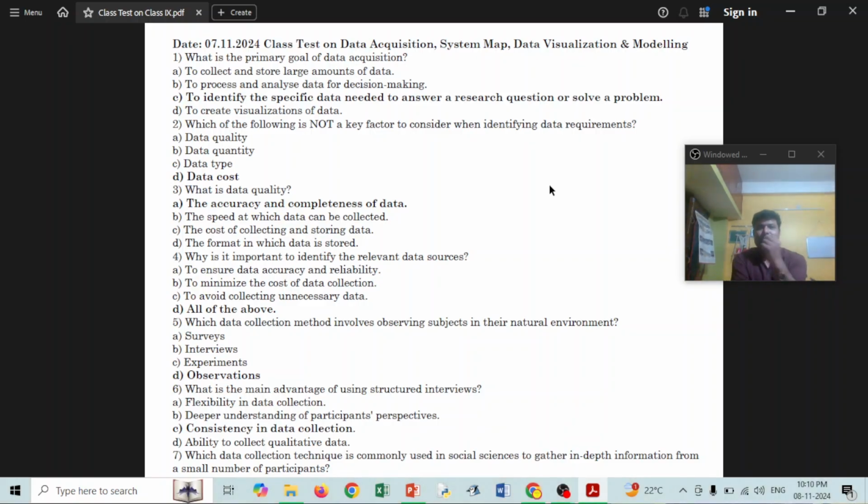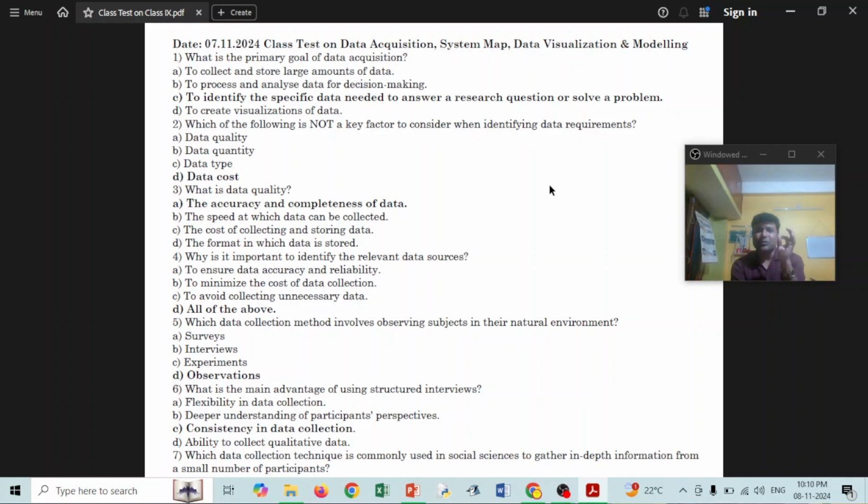See, the first question is, what is the primary goal of data acquisition? Which is the correct answer? There are four options, A, B, C, D. C will be the correct answer: to identify the specific data needed to answer research questions or solve a problem. That is called the primary goal of data acquisition.